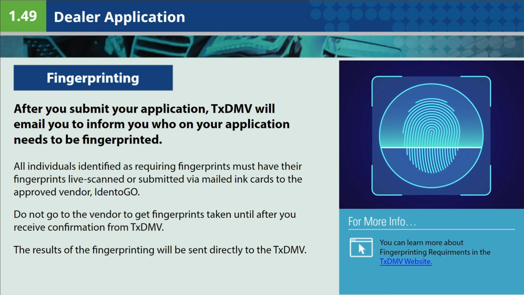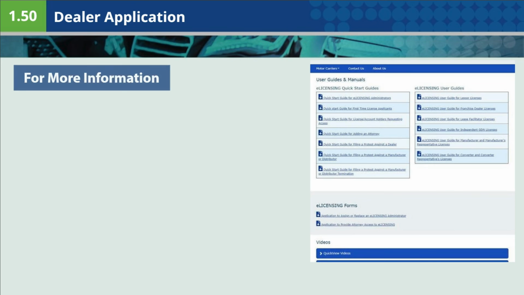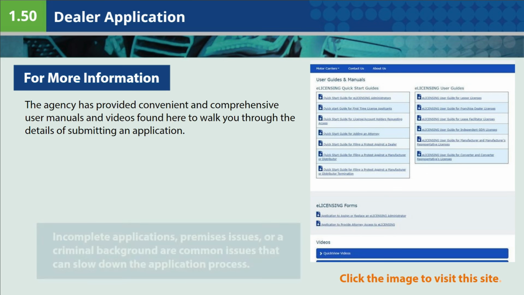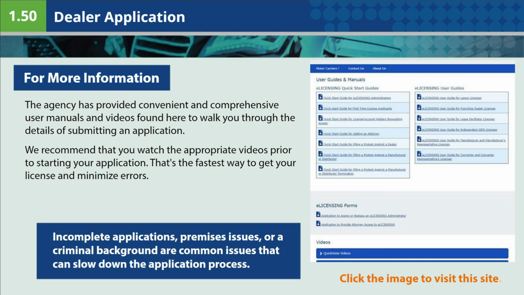You can learn more about fingerprinting requirements in the TextDMV website. The agency has provided convenient and comprehensive user manuals and videos found here to walk you through the details of submitting an application. We recommend that you watch the appropriate videos prior to starting your application. That's the fastest way to get your license and minimize errors. Incomplete applications, premises issues, or a criminal background are common issues that can slow down the application process.